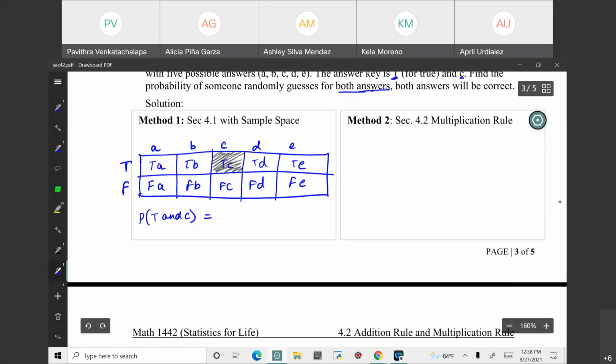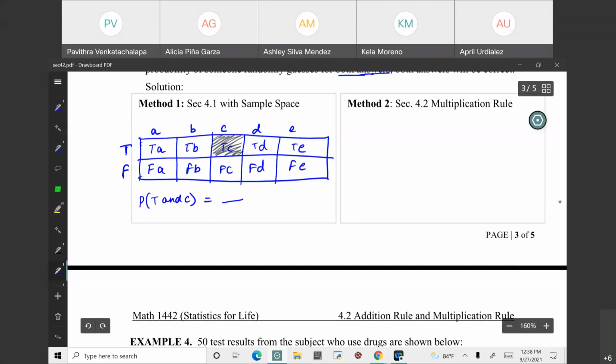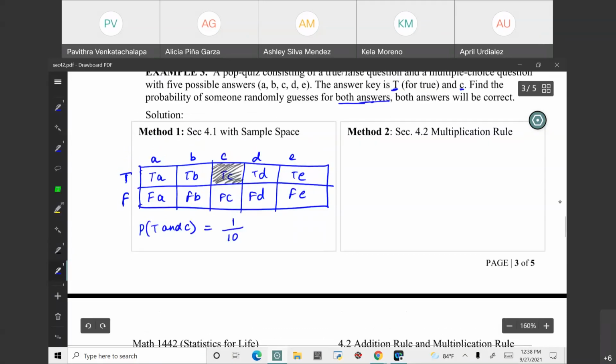He has to guess true and C, option C. So total number is 10, we know that. And how many favorable outcomes do we have? Only one. Can be only one. So 1. So this is one method of answering. Now we know that T and C, and means multiplication rule, and we have the formula, right?